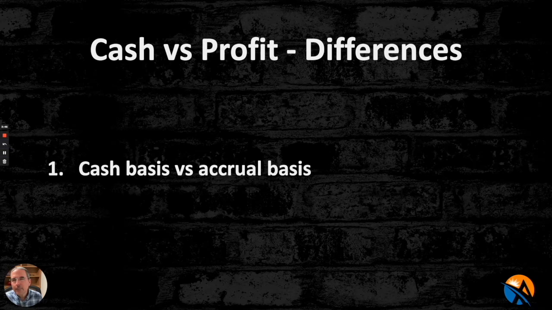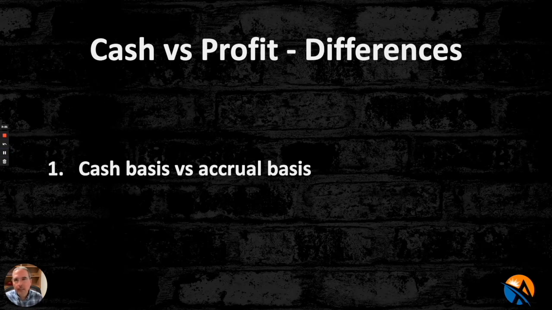So profit is simply revenue minus expenses, right? But there are actually two ways to measure profit. One way is a cash basis, and the other way is called the accrual basis. Quite simply, cash basis is when you record the ins and outs of the transactions based on the ins and outs of the bank, when you spend money, when you receive money.